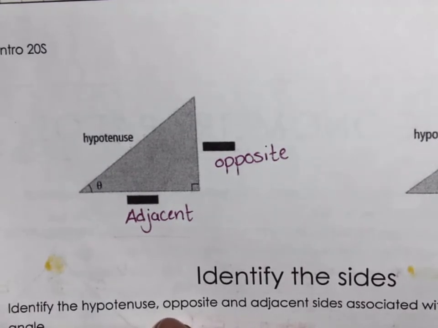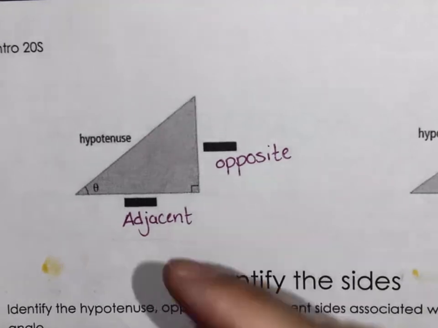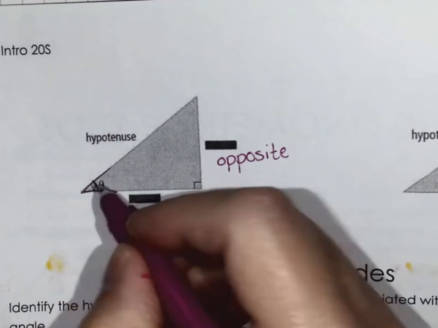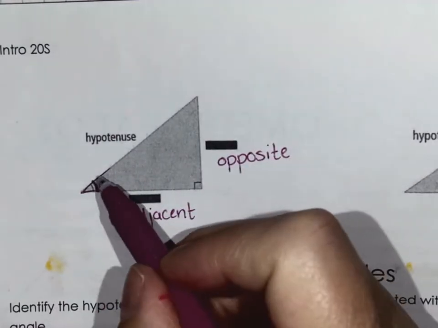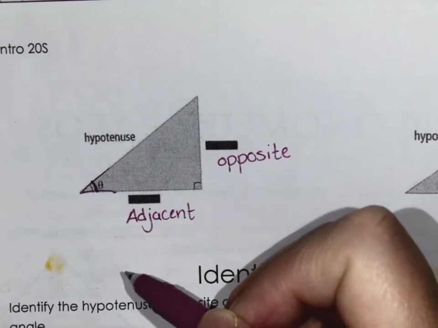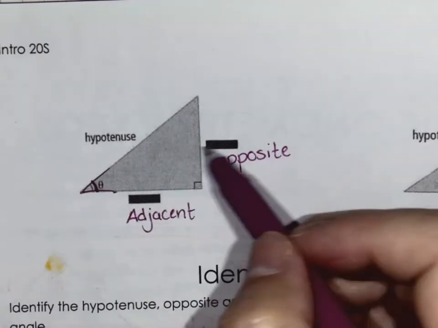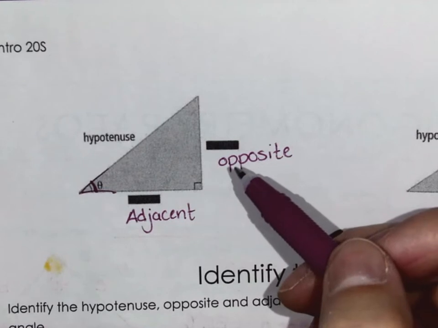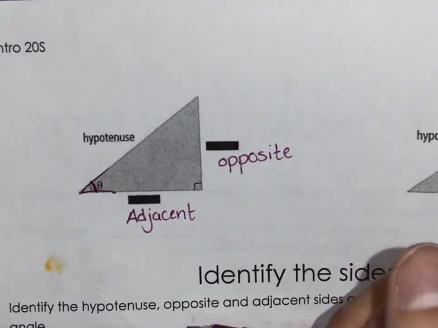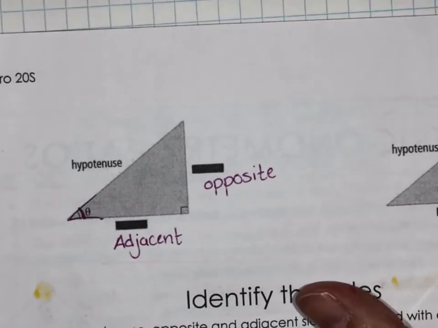Okay, you guys ready to see? Sure. So your adjacent is next to the angle. The angle's indicated right here. So it is the one that touches or makes up the angle. And opposite won't touch the angle. The opposite side will not touch the angle. It's across.